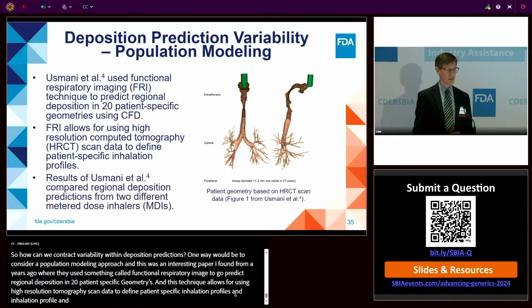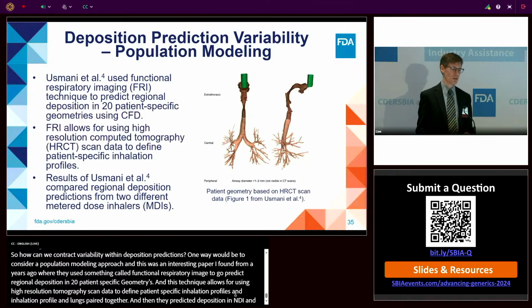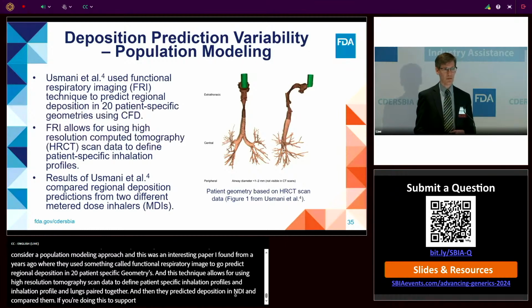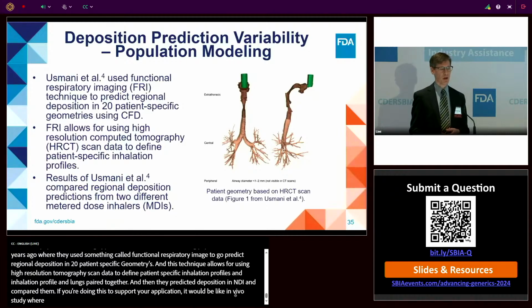And then they predicted deposition in 2 different MDIs and then compared them. So you could think of, if you're doing this to support your application, it would be almost like an in vivo study where you're selecting the proper number of subjects to power your study.